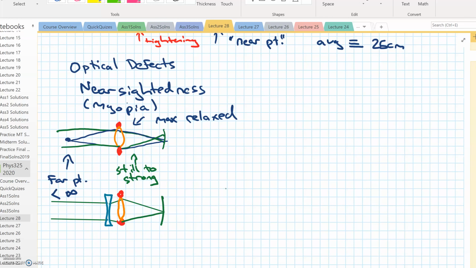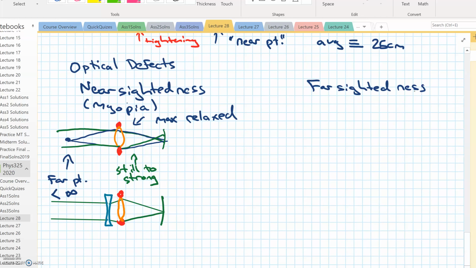So we use a diverging lens with a negative focal length to weaken the lens up when it's maximally relaxed. It can now image objects at infinity. And that's nearsightedness or myopia, when the lens is too strong. The other way is when your lens is too weak, farsightedness. In this case, your lens is too weak.